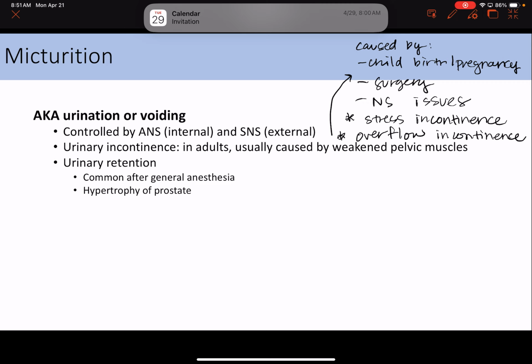Then there is urinary retention, where you're not urinating and you're holding on to that urine. This is common after general anesthesia, where you can't urinate for a little while, which is why they make you go, number one, number two, before you leave the hospital, to make sure you regain that function. Also, if you have hypertrophy of your prostate.